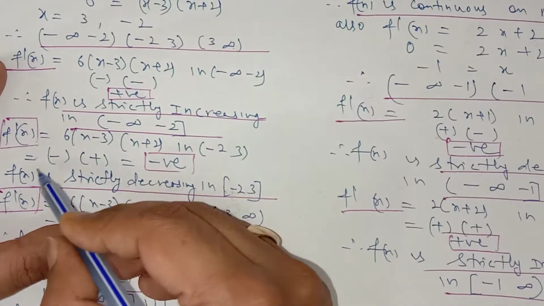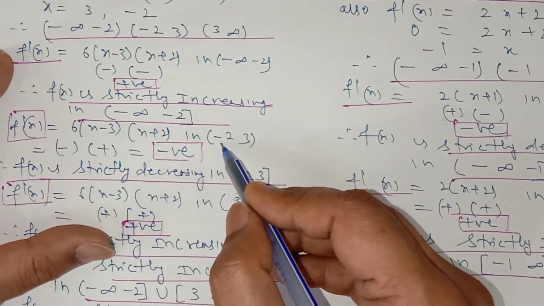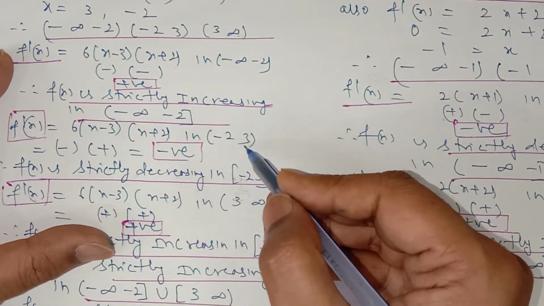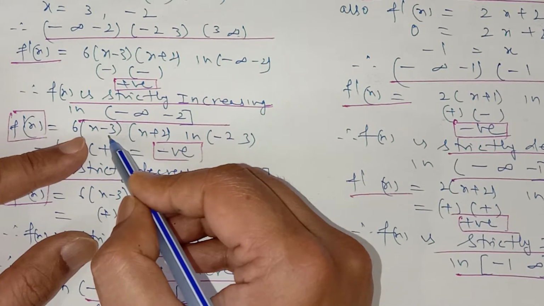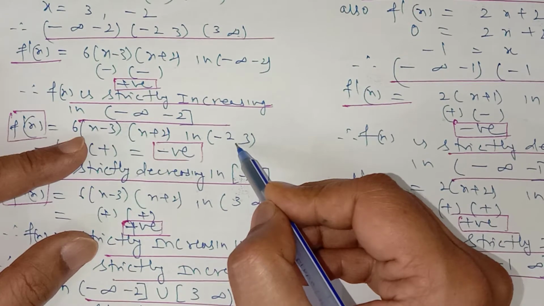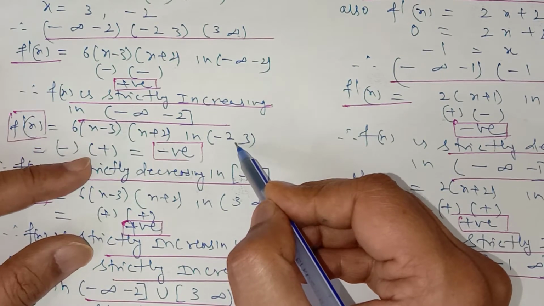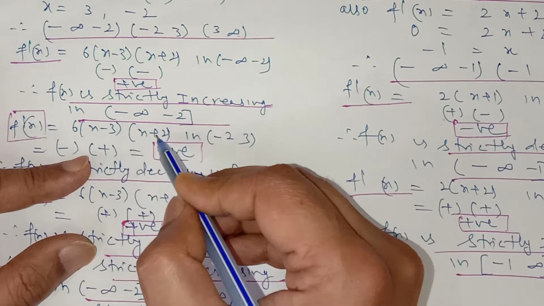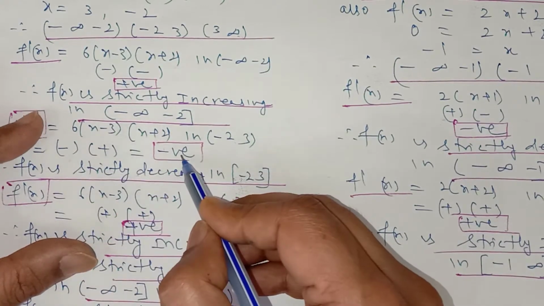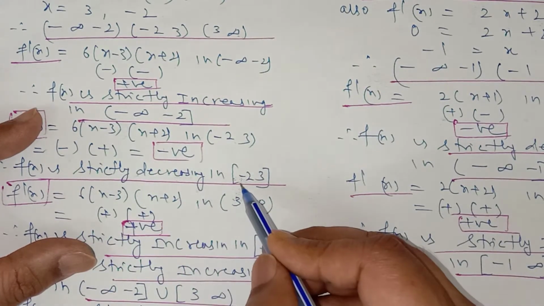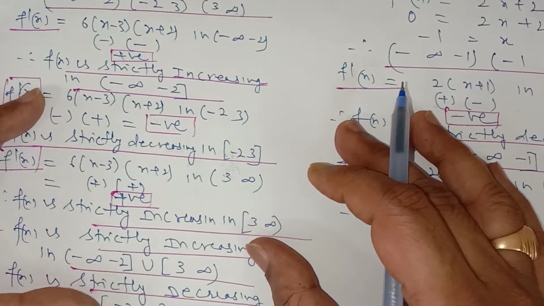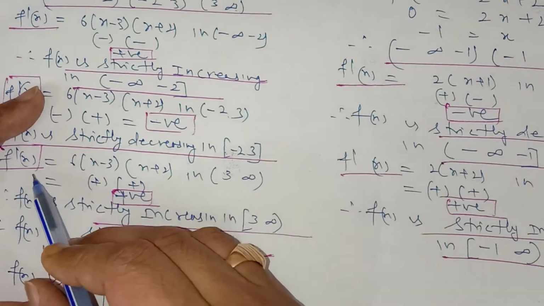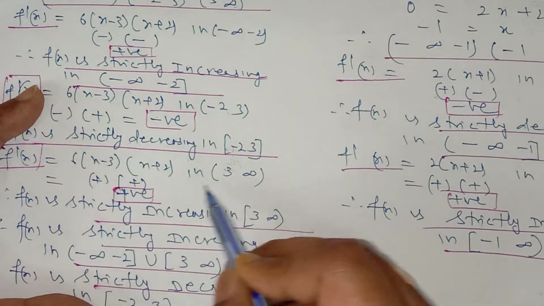Now let us take the first derivative in the second interval, that is from minus 2 to 3. Again this is the first derivative. Think of any value in between, let us take 0. This will be negative, this will be positive. So negative times positive is negative. So it will be strictly decreasing in the interval minus 2 to 3. Like this you can easily tell whether it is increasing or decreasing. Simply find whether the first derivative is negative or positive in the particular interval.